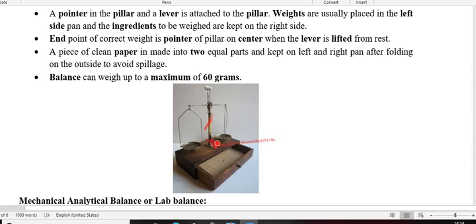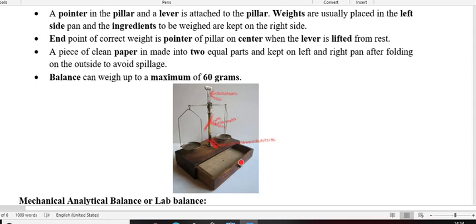It also has a pointer. This is the pointer, and this is the pillar. The lever participates in keeping the beam up and down, whereas the pointer is for pointing at the center for weighing. And this pillar is over a wooden box.